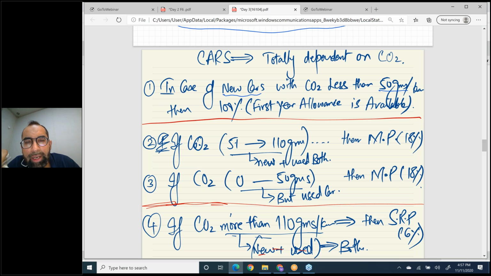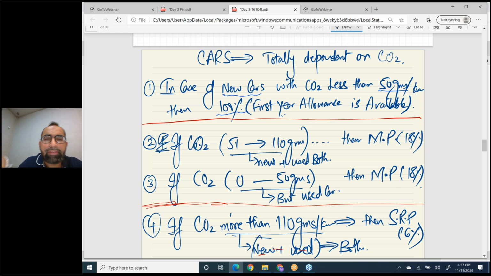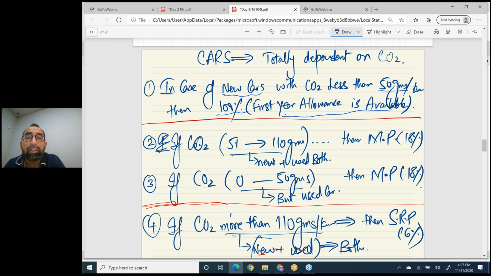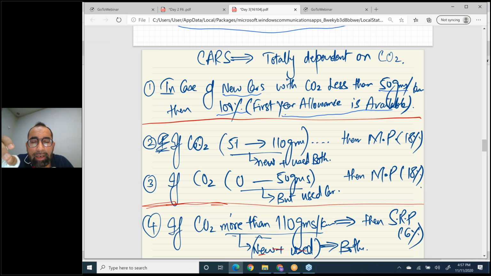50 grams per kilometer or less, then 100% first year allowance is available, immediate. But this car should be new. If you have bought a new car and the CO2 is 50 grams per kilometer or less, then you get an immediate 100% first year allowance within seconds. And one more thing, very important.